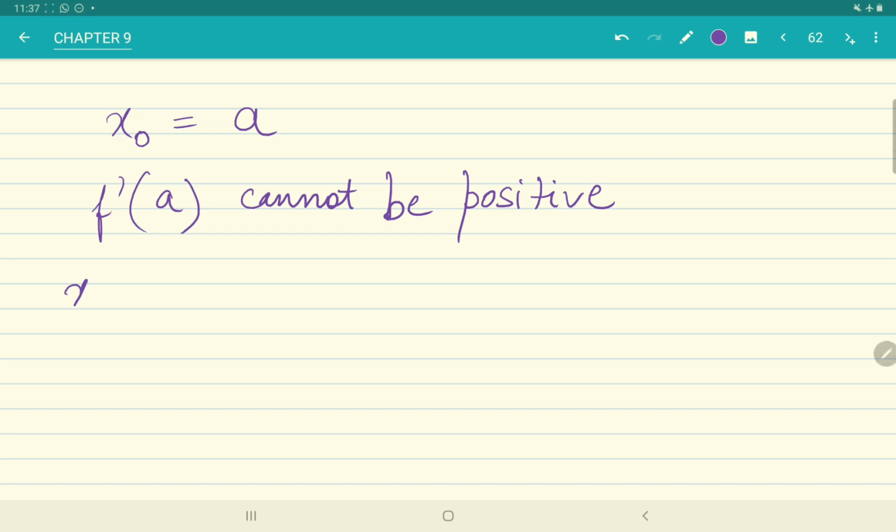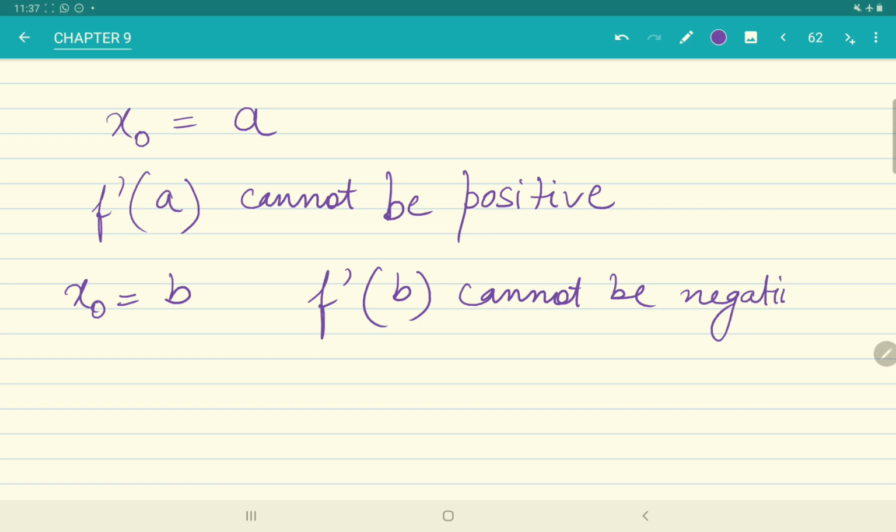Also, in this case, if x naught is equal to b, and I know that x naught is a maximum point for f in that interval, then obviously f prime b cannot be negative, because if it is negative, that just means there are some points to the left of b where f has a higher value than at b, and that's again not possible because x naught is a maximum point for f in ab and x naught is equal to b.